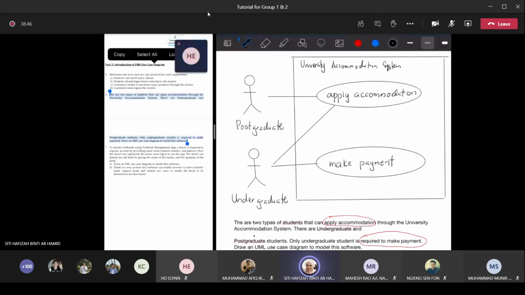If you put the postgraduate on the right side, it means that you are telling the other designer that postgraduate is not really an important actor. It's a supporting actor. It should be on the left side for both.